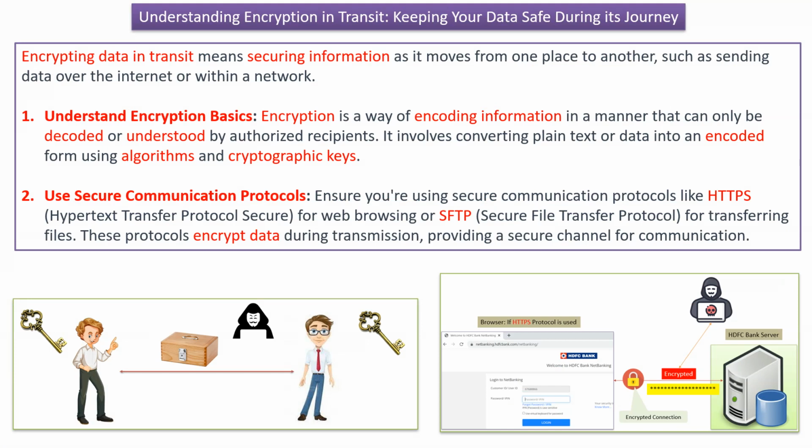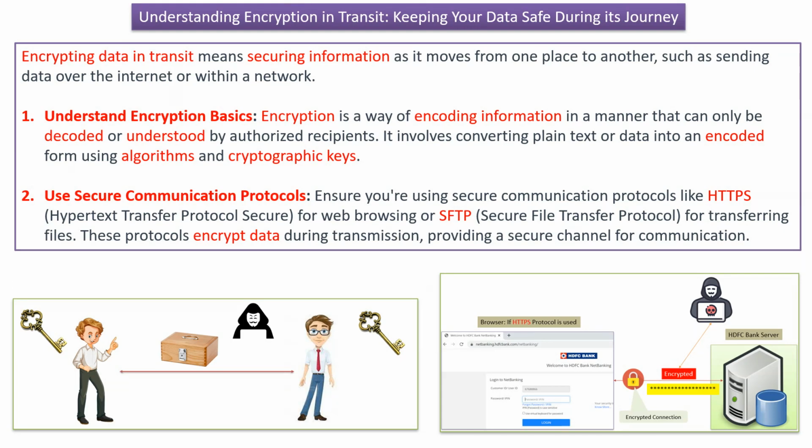Encrypting data in transit means securing information as the information moves from one place to another place, such as sending data over the internet or within a network. First one is understand encryption basics. Encryption is a way of encoding information in a manner that can only be decoded or understood by authorized recipients. Encryption involves converting plain text or data into an encoded form using algorithms and cryptographic keys.